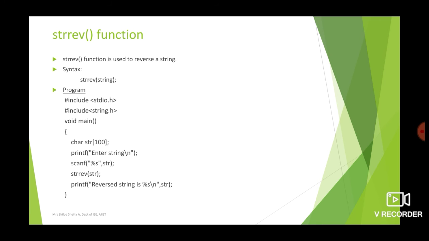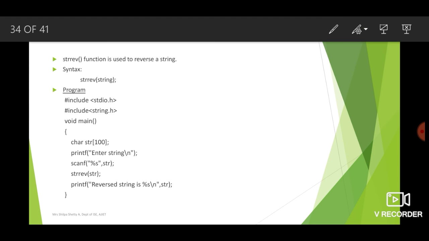So let us see the program here. #include <stdio.h>, #include <string.h>, void main, char str[100]. Enter the string: scanf %s, str. Now the string is stored in str, whatever you have entered. Then you will call the reverse function, so it is strrev of str. str is the string, so you are calling reverse of str.